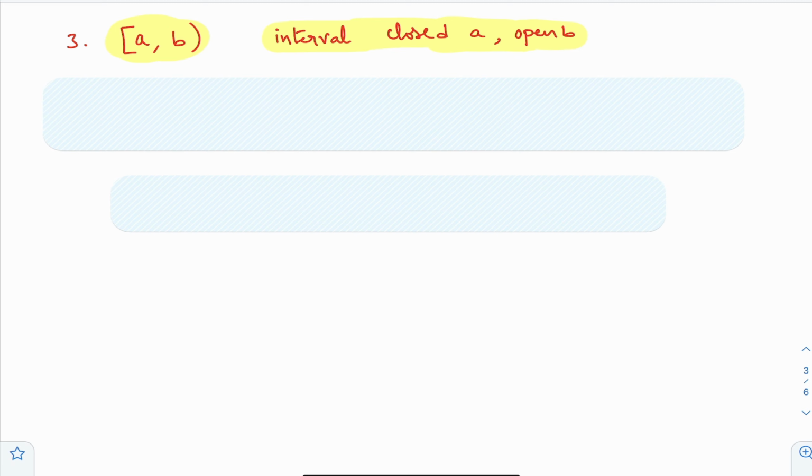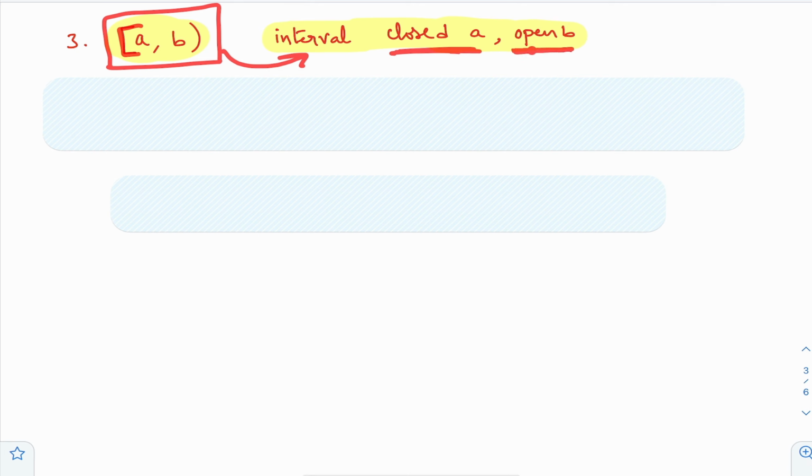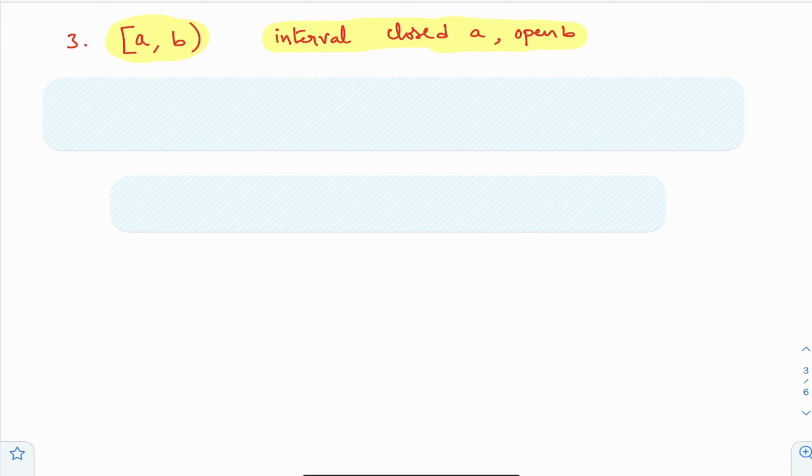Observe this third one. What is this? You see here, a closed bracket is there. Here, an open bracket is there. How do we read this interval? Look here. The interval closed a, this side closed bracket, then the interval closed a open b. How do you read this interval? We read it as the interval closed a open b.